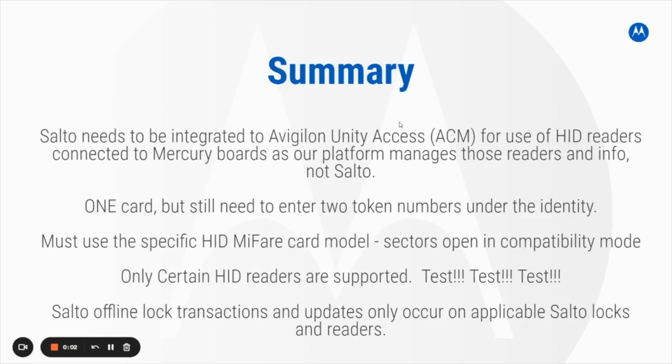So to summarize, Salto needs to be integrated to Avigilon Unity Access, as Avigilon Unity Access is the platform running the Mercury boards with the HID readers connected to it and all the processes that work there. Salto does not manage Mercury boards with HID readers directly. It is one card, but you still enter 2 token numbers under the identity. The first one is the internal number that is printed on the card and is what you ordered in your format information. The second one is the Salto information that we are encoding directly using the Salto encoder onto the smart chip.